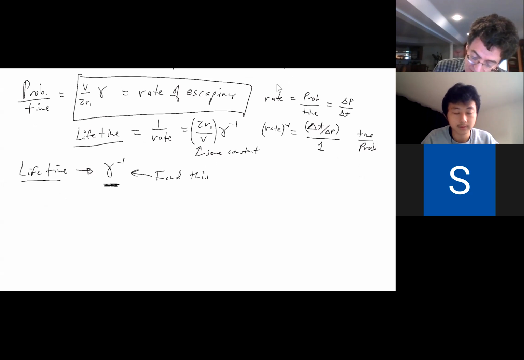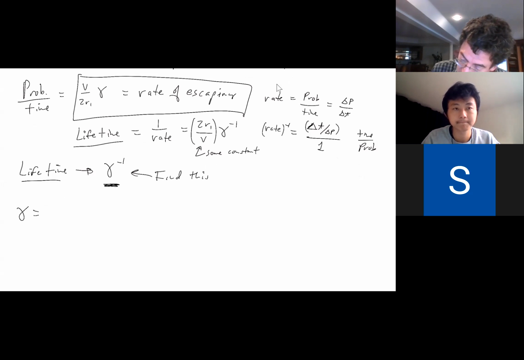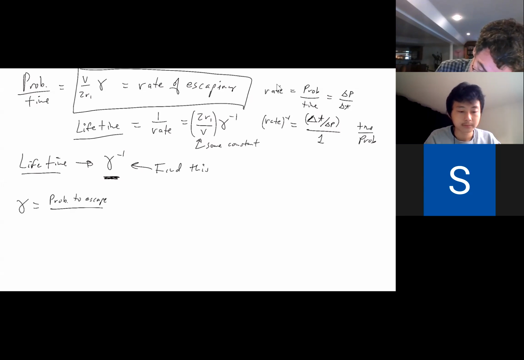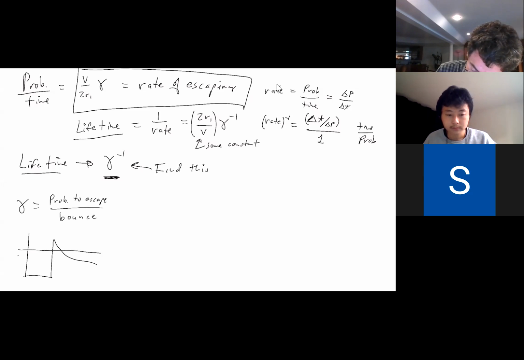And so let's notice that gamma is equal to the probability to escape per bounce. And this is the situation that we're in. We're living inside this funny potential like this. So this is 0, this is V, this is E.